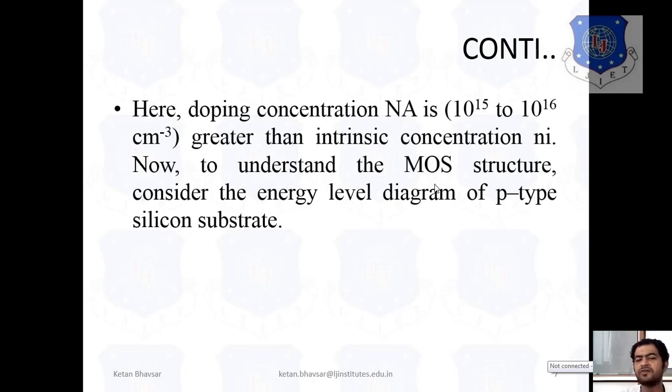The doping concentration Na is 10 raised to 15 to 10 raised to 16 per cubic centimeter, which is greater than the intrinsic concentration ni, for this type of impurity. So with the help of this diagram or this particular energy level, we can design any type of substrate.